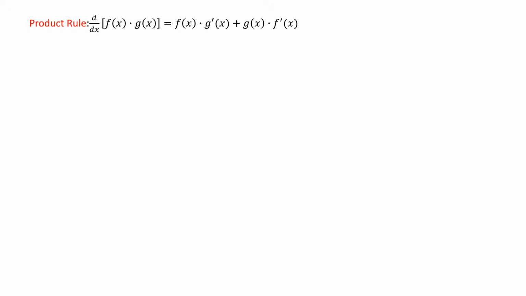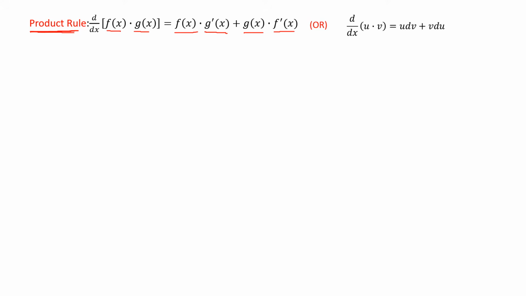Now we'll move to the next important rule called the product rule. What is the product rule? Suppose I want to calculate the derivative of the product of two functions, f of x times g of x. Then the rule tells you to keep the first function, differentiate the second function, plus keep the second function as it is and then differentiate the first function.